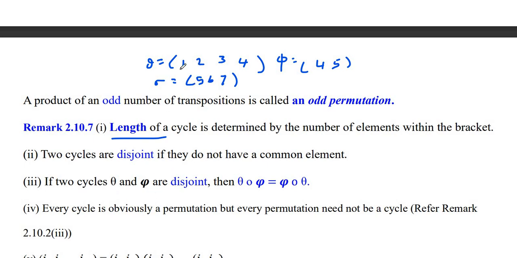If 2 cycles are disjoint, then whether you write theta composition sigma or sigma composition theta doesn't matter. Whereas here, if they have some common element, then you cannot write theta composition phi as phi composition theta. So when they are disjoint only, suppose I name this as phi, then theta composition phi is the same as phi composition theta.